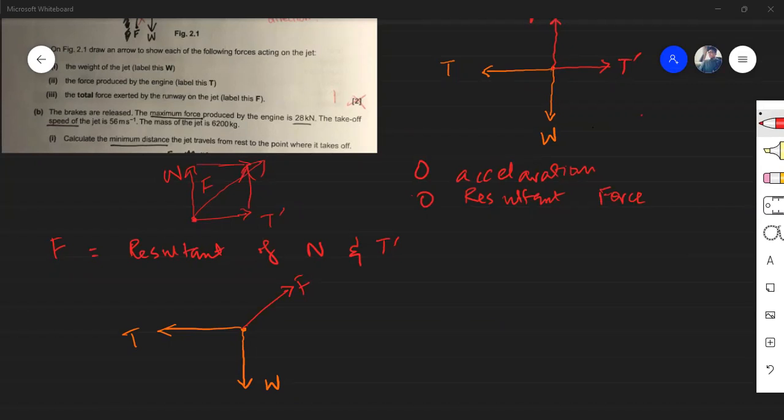All right. So moving on to part B. Part B, you seem to have done correctly. I'll just go over it once. Part B.